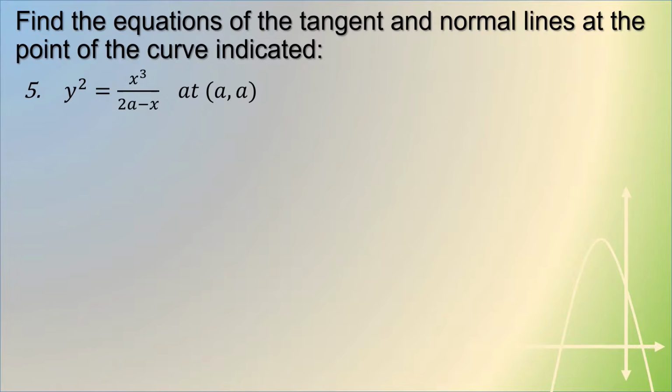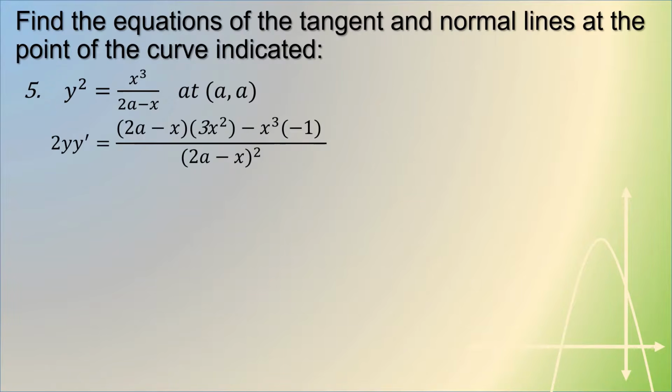For our fifth example, that is y squared is equal to x cubed over 2a minus x at point A. So first derivative, that is 2y prime is equal to, apply natin yung quotient rule. So the denominator times the derivative of our numerator is 3x squared minus the numerator x cubed times the derivative of our denominator, which is negative 1 since constant yung ating a. And then squaring our denominator 2a minus x.